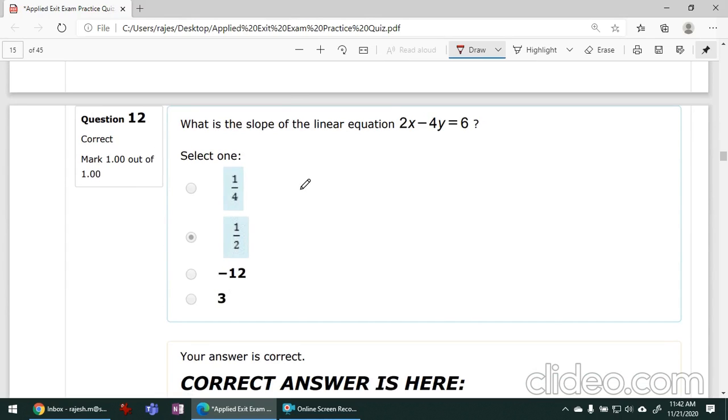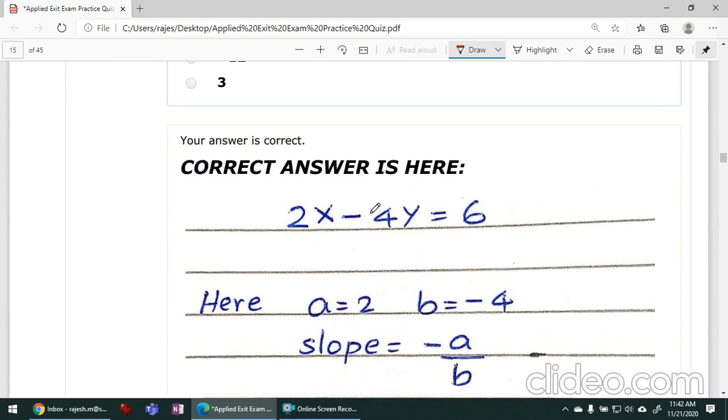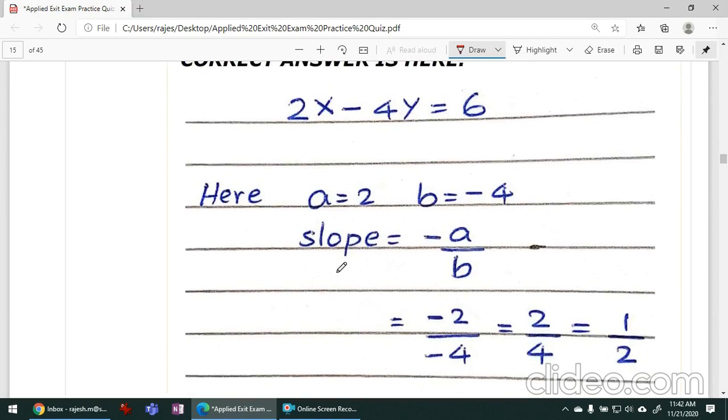What is the slope of the equation 2x minus 4y equal to 6? Slope means gradient. Okay, what is the slope? You write the equation, you write a, b, c like before. What is a? 2. What is b? Minus 4. C is 6.